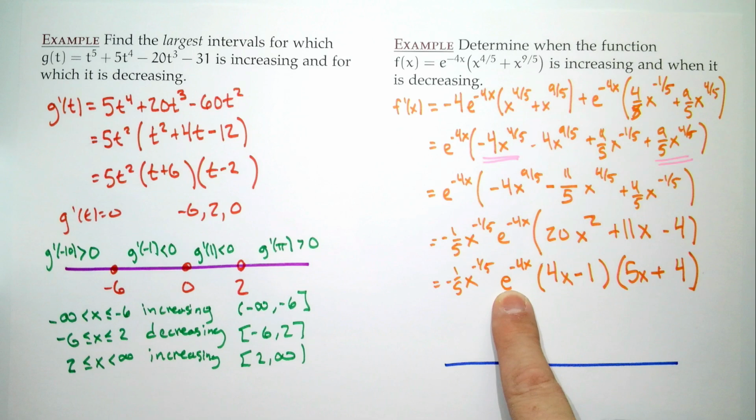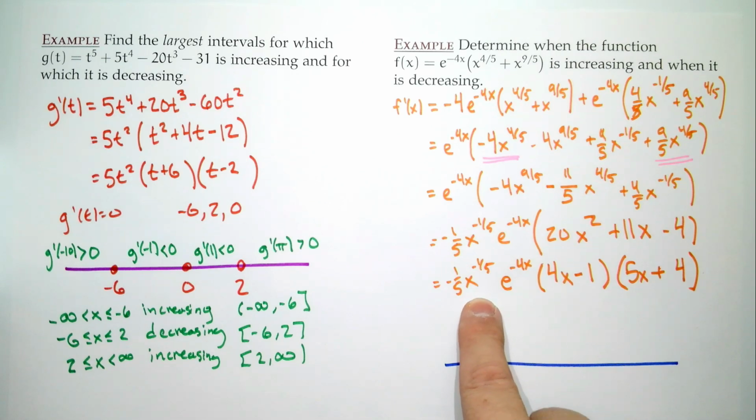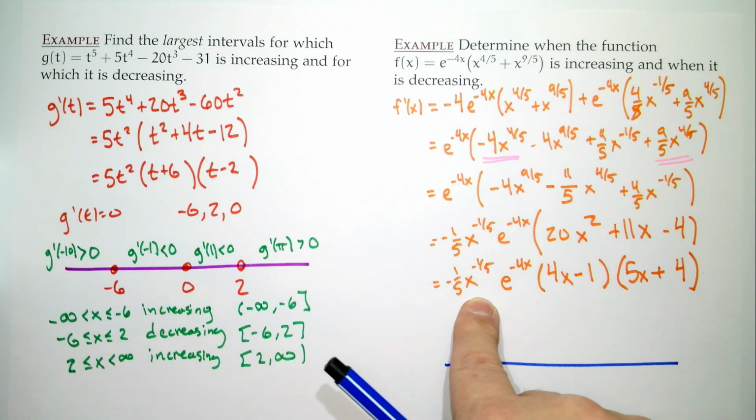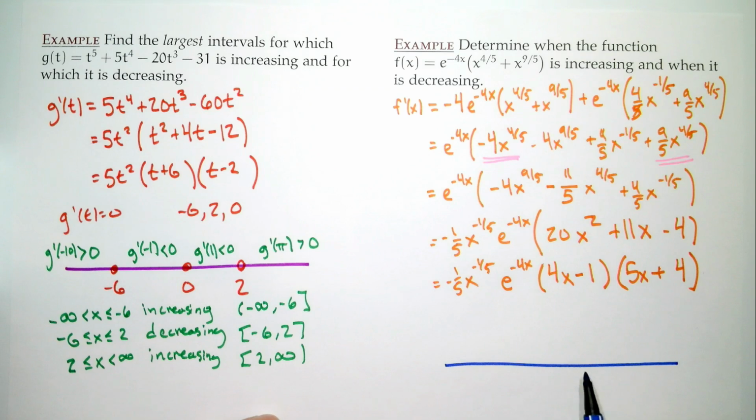Is it ever undefined? No. Is it ever 0? No. How about that x to negative 1/5? 0. What's the problem? It's undefined because of the negative exponent. But it's still a critical point, so we still include it.